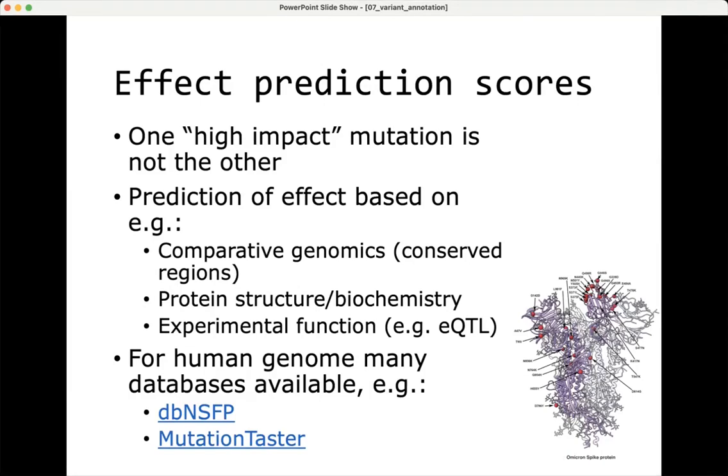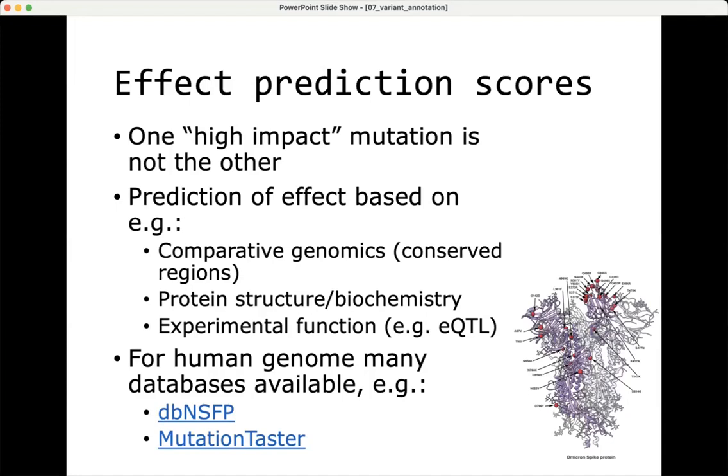What you can, for example, do is look for variants that are highly conserved in many species. So if you find a variant that changes an amino acid that is highly conserved in many species, then you probably have found a variant with a relatively big effect, because it's probably important to keep it that way.